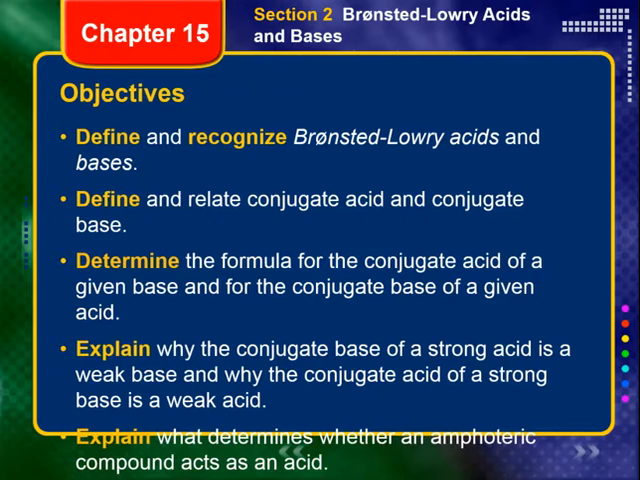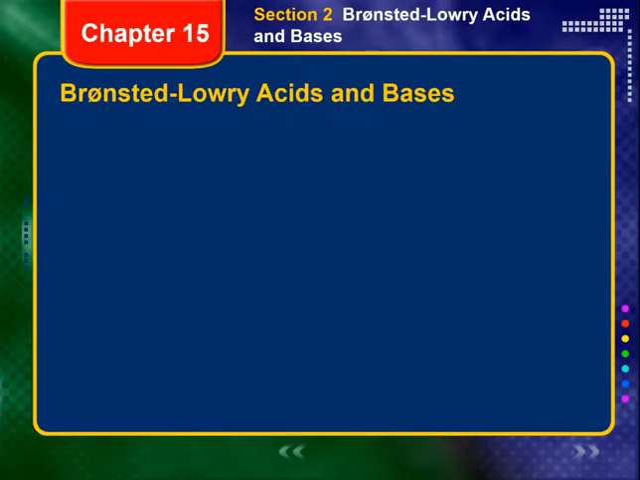So today I want you to be able to define and recognize Bronsted-Lowry acids and bases. Then I want you to be able to define and relate conjugate acids and conjugate bases. Then I want you to determine the formula for the conjugate acid of a given base and for the conjugate base of a given acid. And this next one's going to be a little bit of a mouthful, but it's actually fairly simple once you get your head around the words. Explain why the conjugate base of a strong acid is a weak base, and why the conjugate acid of a strong base is a weak acid. And then lastly, explain what determines whether an amphoteric compound acts as an acid or a base. So let's go and get started.